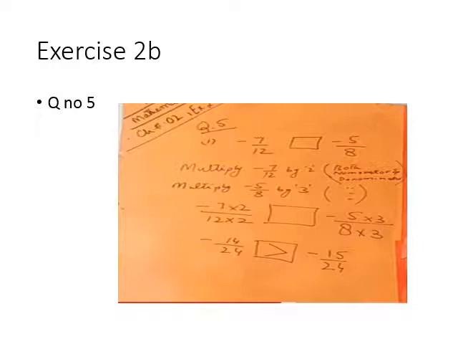Question number 5 is: fill in the blanks by using the correct symbol out of smaller than, equal to, or bigger than.